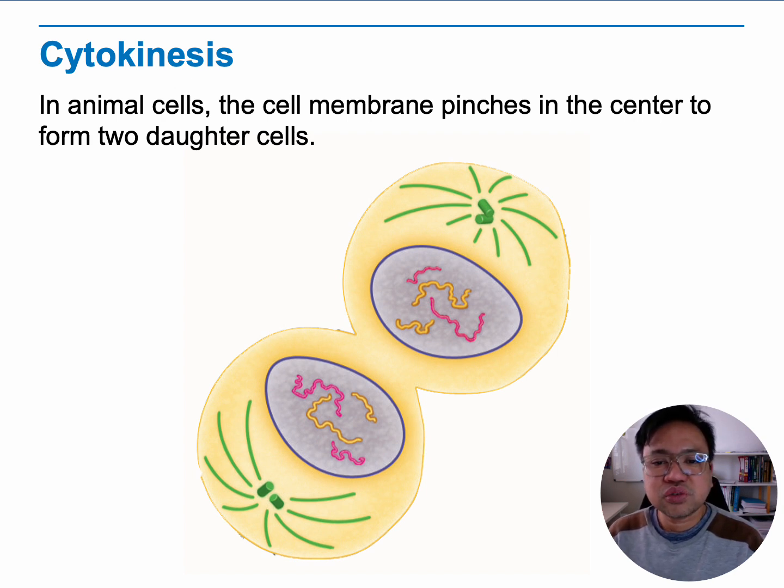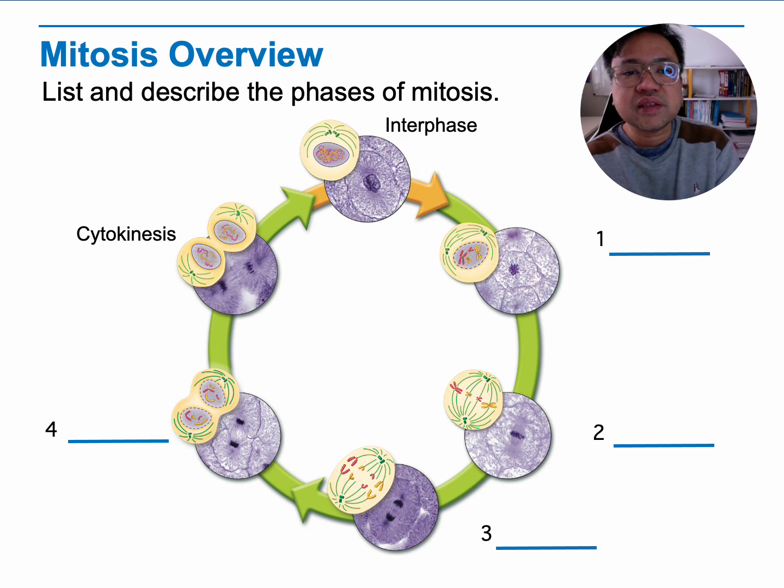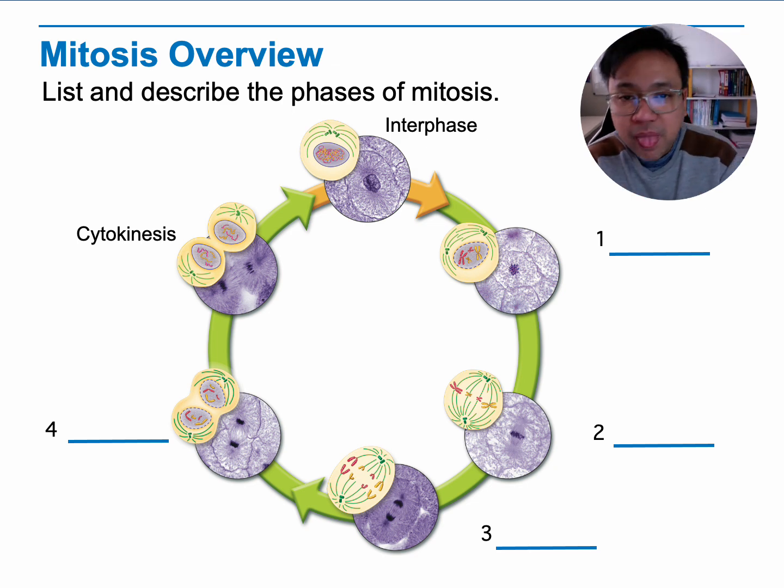This cycle ensures the growth, repair, and maintenance of multicellular organisms. Let us now review the mitosis overview diagram, which summarizes the process we have just explored. While this diagram includes interphase and cytokinesis, remember that these are not technically part of mitosis. Mitosis specifically refers to the division of the nucleus.